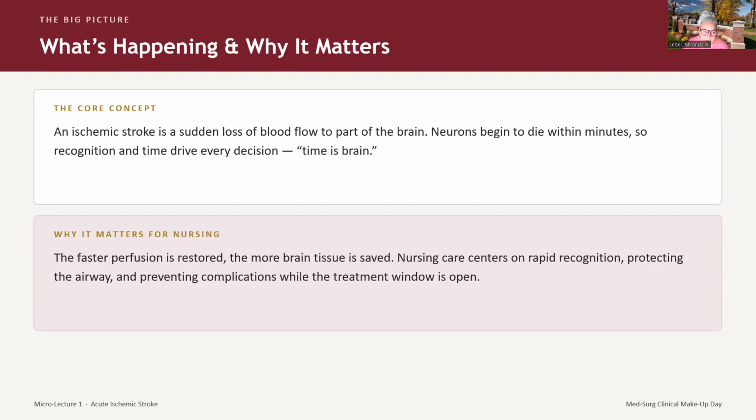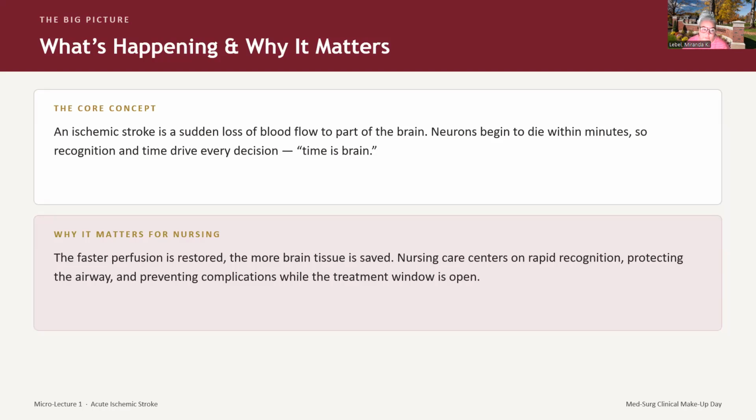So, what is the big picture? What's happening with your patient and why does it matter? So, let's talk about ischemic strokes. Ischemic stroke is a sudden loss of blood flow to part of the brain. Neurons die within minutes of that shunted blood flow. When you can't get blood to the parts of your brain, you really can't get oxygen. And the brain needs two things: it needs glucose and it needs oxygen to survive. So, if we prevent the glucose and the oxygen from getting where it needs to be, we start to lose parts of the brain. Recognition and time drive every decision because time is brain. Remember, anytime you're talking about a stroke, remember that saying, time is brain.